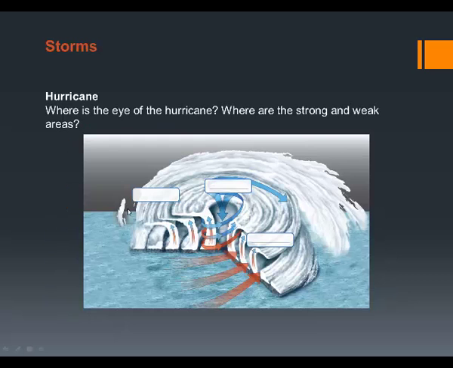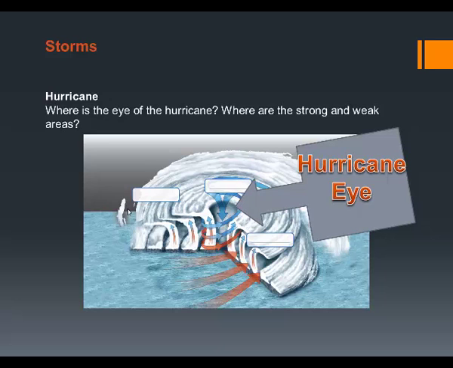So in this picture, we see a hurricane. Where would I find the eye of this hurricane? Right in the very center. And the eye is an area of extreme low pressure. That extreme low pressure usually has sinking air. The sinking air causes there to be very weak winds.